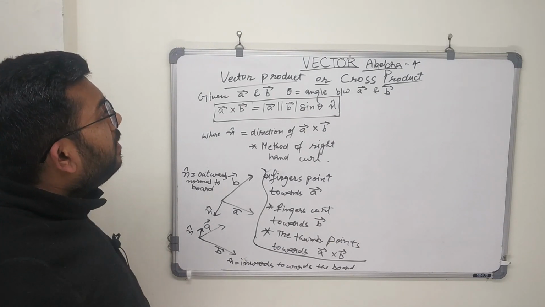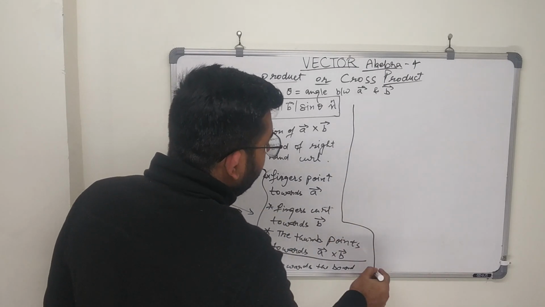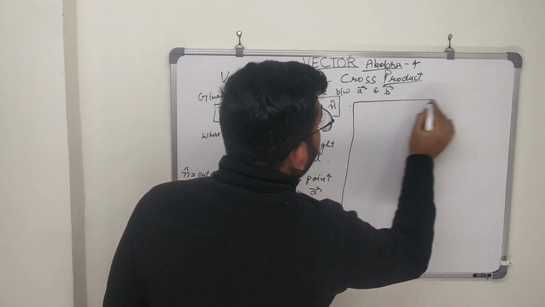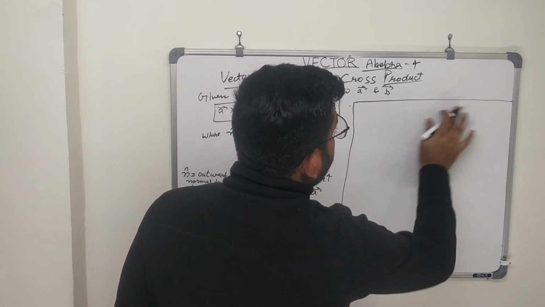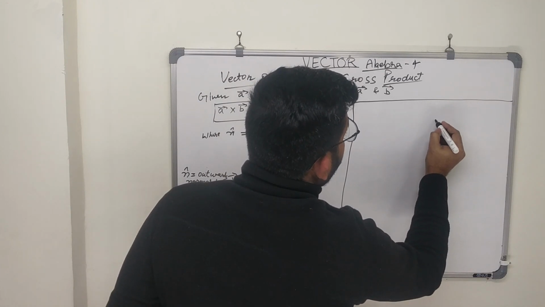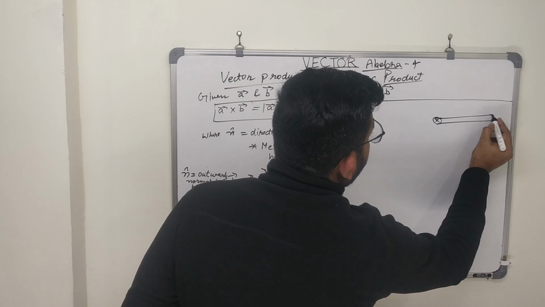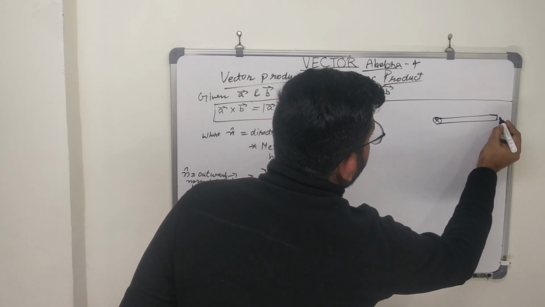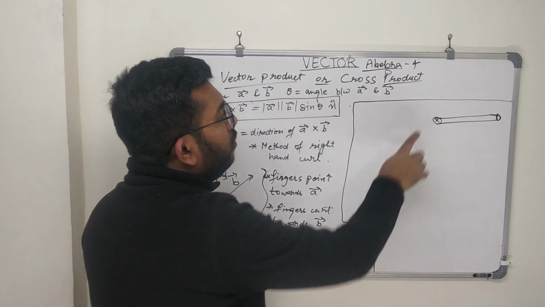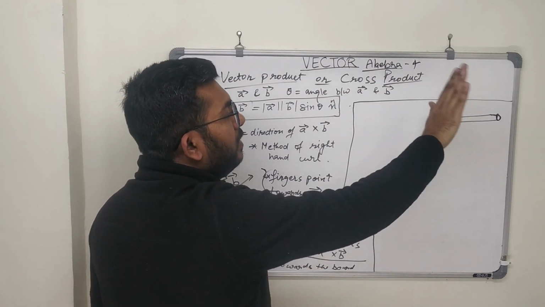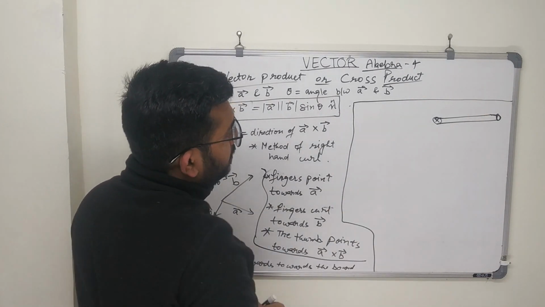So to understand the cross product in a better way, we are going to take one application of vector product, that is torque applied on a hinged rod. Suppose that there is a rod which is hinged on this point, and it can move in the perpendicular direction, that is in the plane of the board.